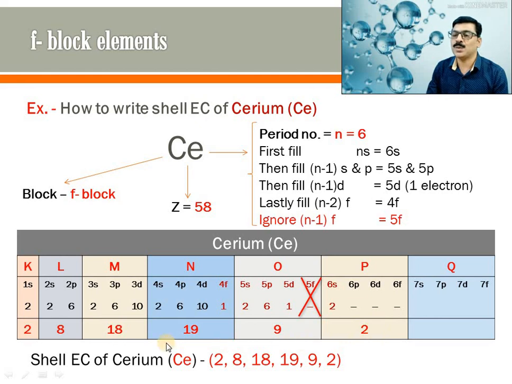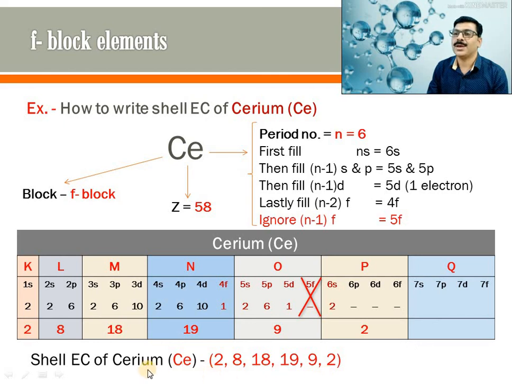Means here 2 plus 8 plus 18 plus 18 plus 9 plus 2 means 57, and 1 electron is remaining, and this electron is placed in the last shell, that is 4f. You have to fill it up, and so it contains a total of 19 electrons: 2 plus 6 plus 10 plus 1, total 19. And the shell electronic configuration of cerium is 2, 8, 18, 19, 9, 2.